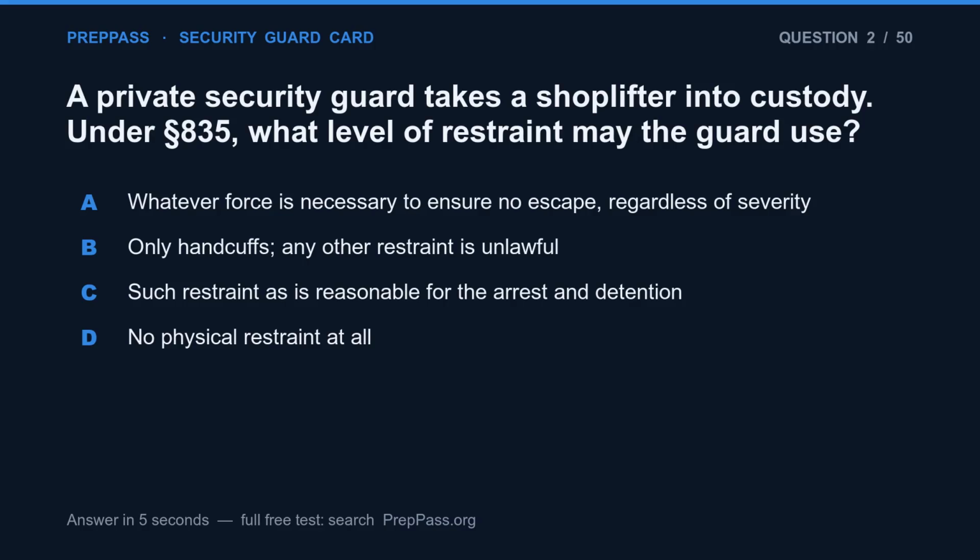Question 2. A private security guard takes a shoplifter into custody. Under Section 835, what level of restraint may the guard use? A. Whatever force is necessary to ensure no escape, regardless of severity. B. Only handcuffs, any other restraint is unlawful. C. Such restraint as is reasonable for the arrest and detention. D. No physical restraint at all.